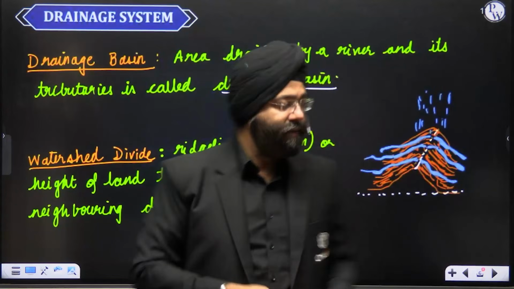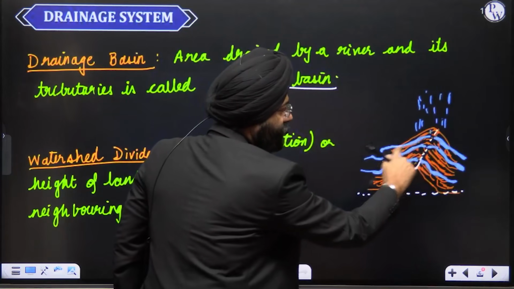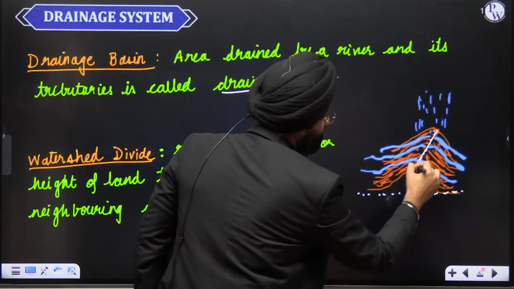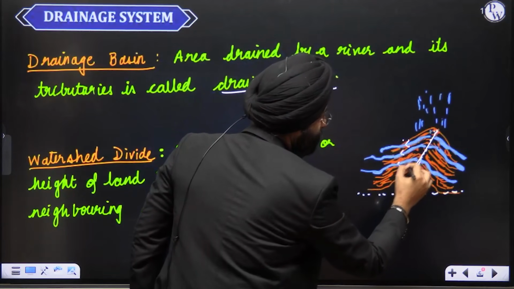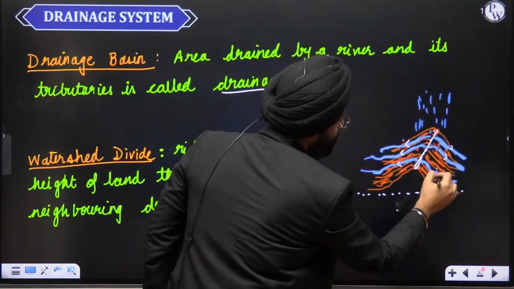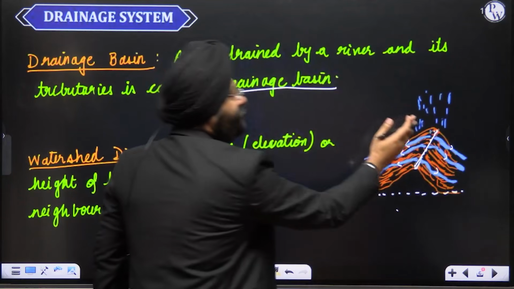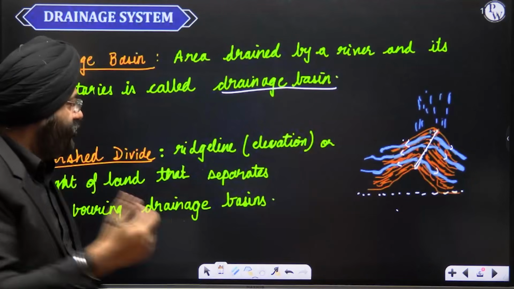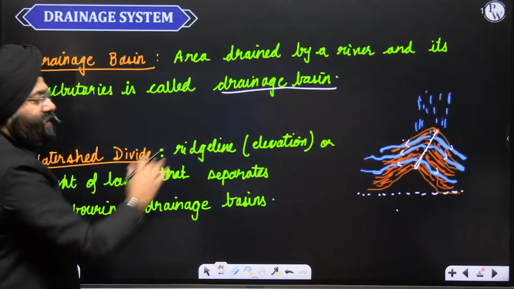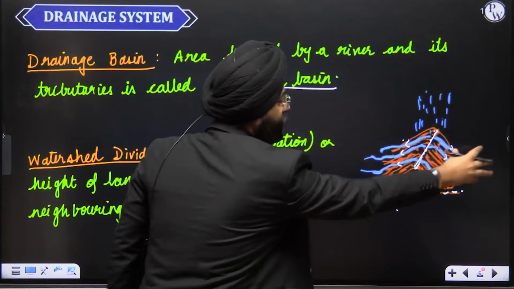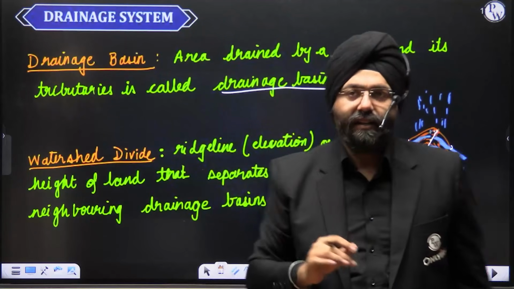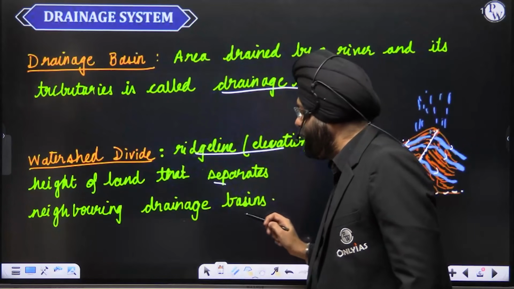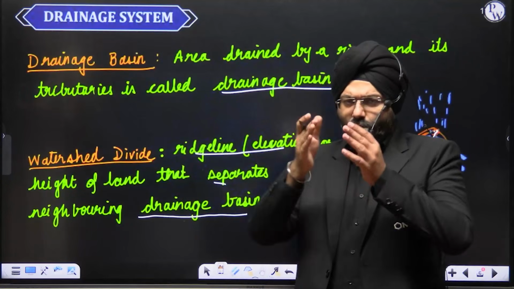What is going on? Because of this divide, some rivers would be flowing this way, some water would be flowing that side. Now, water will be going to the other side also. So this is what? A divide, which is dividing various drainage basins. So this can be a drainage basin for some other river. This can be for somebody else. The watershed divide is a ridgeline or an elevation or height of land that separates neighboring drainage basins. Because there is an elevation.